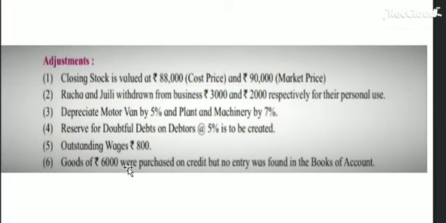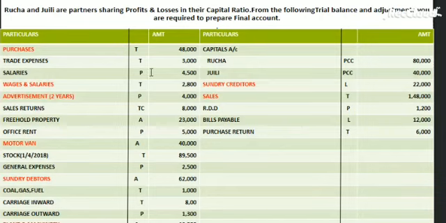Now goods of 6,000 were purchased on credit, but no entry was found in books of accounts. This is your unrecorded purchase, and therefore this adjustment is related with purchase and sundry creditor. We will add into purchase as well as sundry creditor also. So come to the trial balance here. Purchase already we have marked with red, and sundry creditor we have marked with red. So we have seen here that whichever items the adjustments are related to, we have marked with red. Now after this we are going to start with the sum.